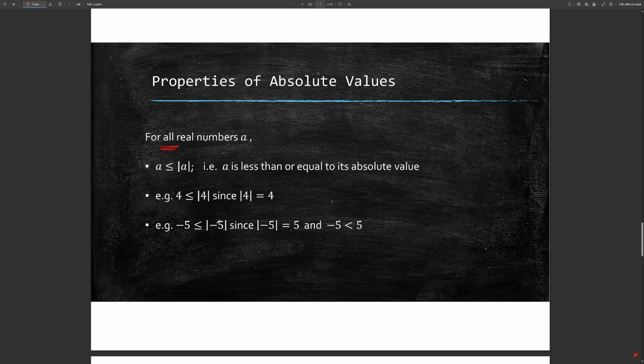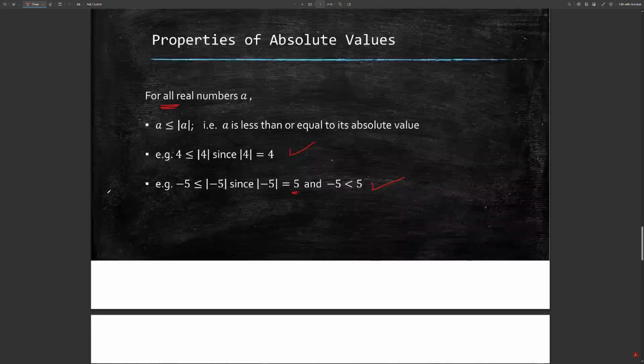Now, what if the inside here is negative? Remember, whatever is inside the two lines is positive. So negative 5 with modulus will become positive 5, and negative 5 is strictly less than 5. So it is true. Both of these are true. What we're doing here is really just checking to see if our properties of modulus are correct.